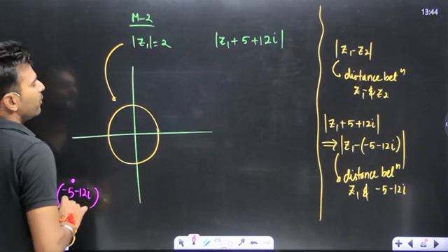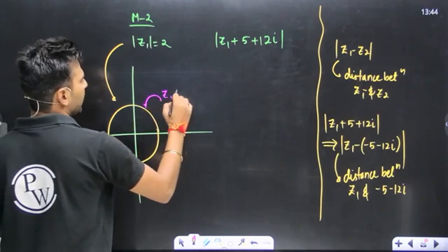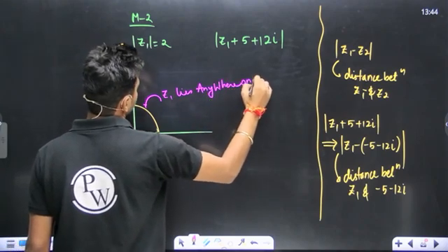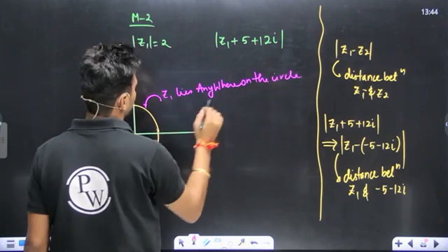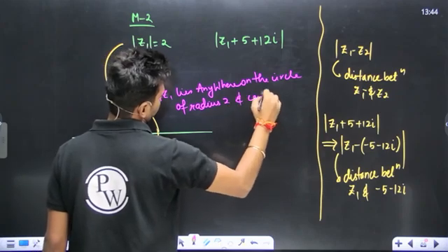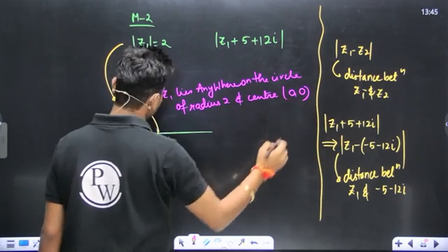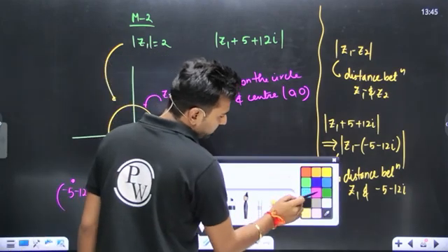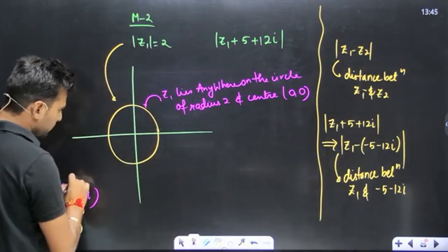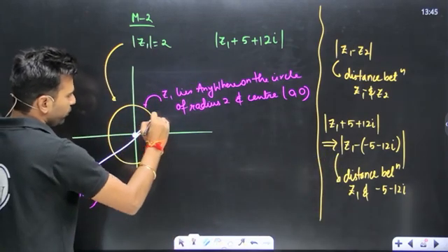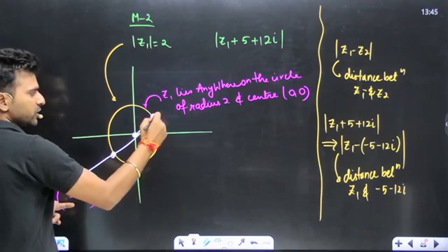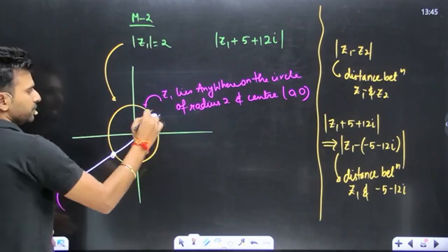Now z1 lies anywhere on the circle of radius 2 and center (0, 0). Yes or no? So I hope you guys remember that the shortest distance lies along the common normal. How many of you guys know about this? The shortest distance lies along the common normal. And over here the greatest as well. So this distance is going to be the shortest one, and the distance between this point and this point is going to be the greatest one.